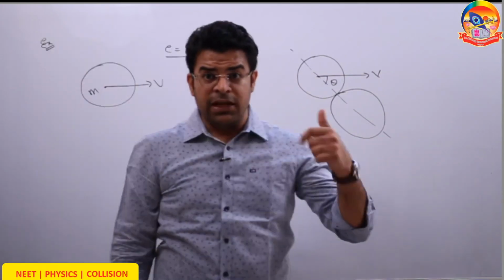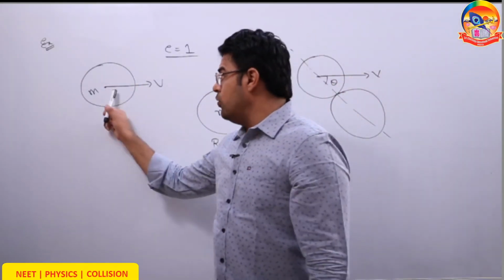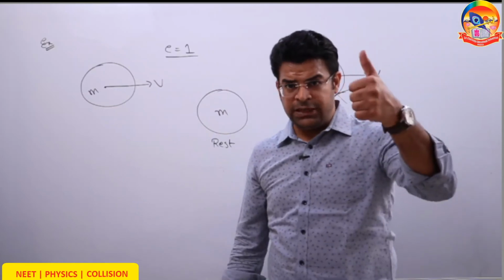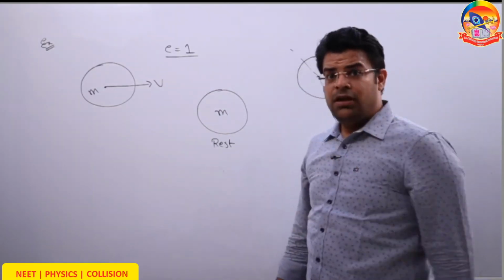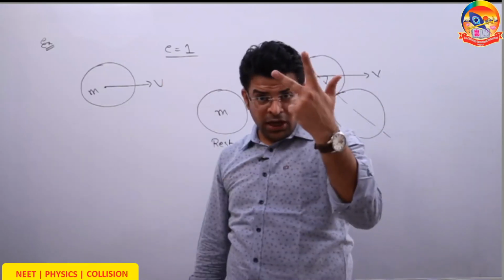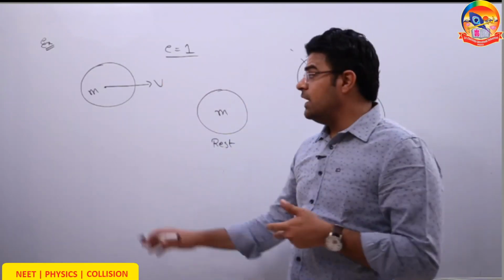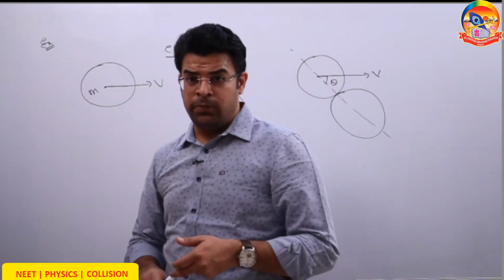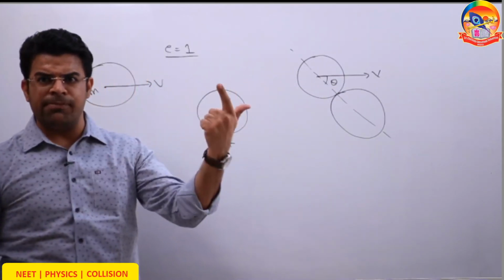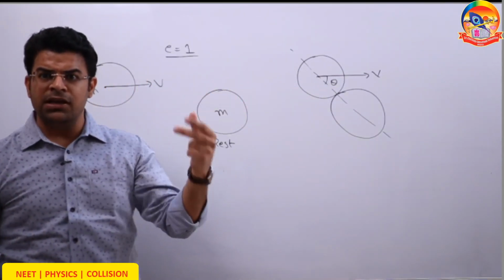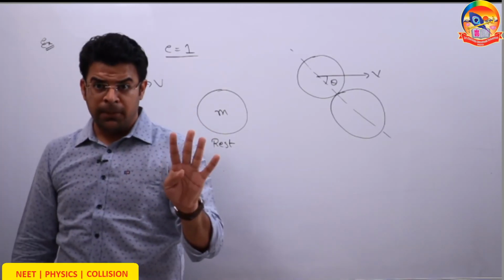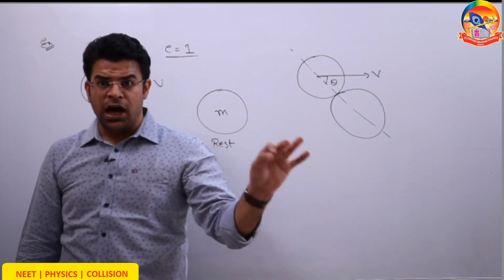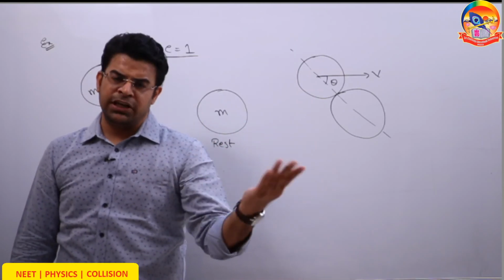So there are multiple ifs here. First if, two bodies of equal masses. Second, with one of them initially at rest. Third, they collide elastically. And the fourth if, that they should collide obliquely. Obliquely, same mass, coefficient of restitution 1 and one of them at rest. If these four ifs are maintained, then a special condition takes place.